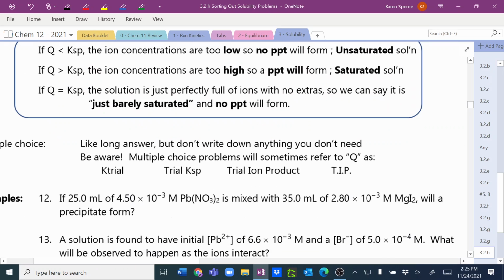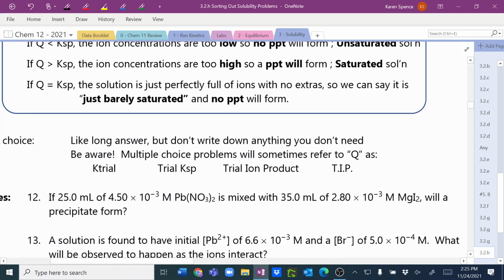Oh yeah, in multiple choice, you should just be aware. I think you're good with K trial for Q being used sometimes, or trial KSP. Sometimes you'll also hear it referred to as the trial ion product, or even just the TIP. Okay, so just be aware that those are all out there.